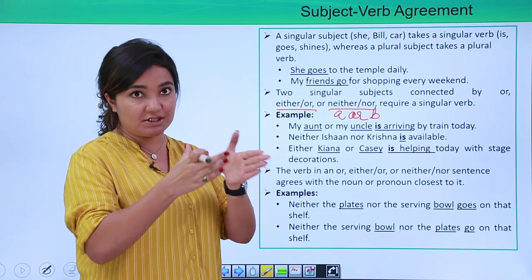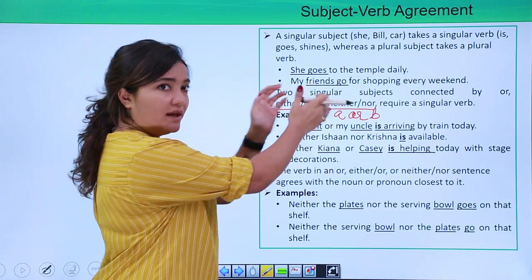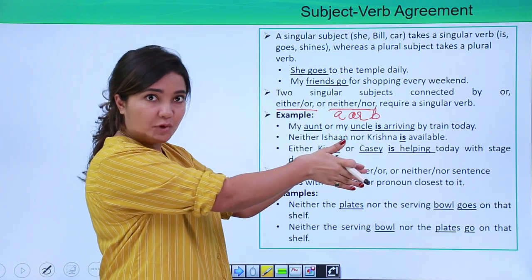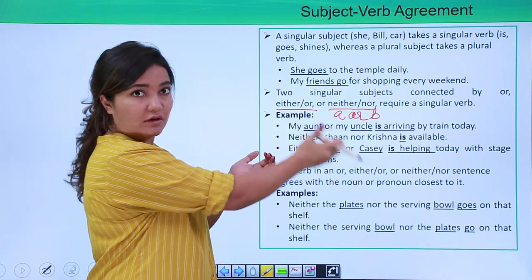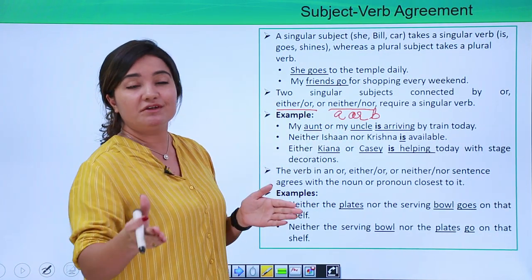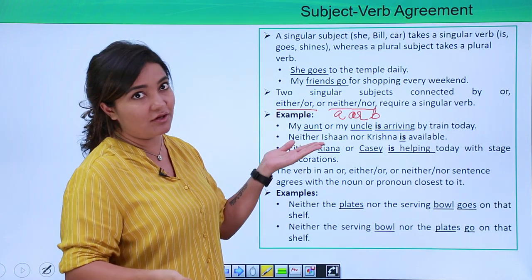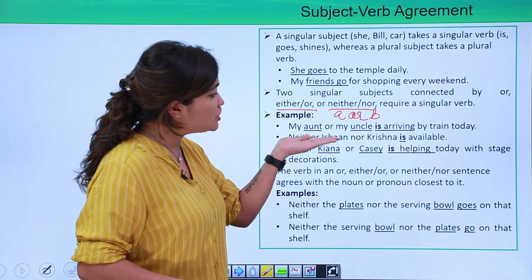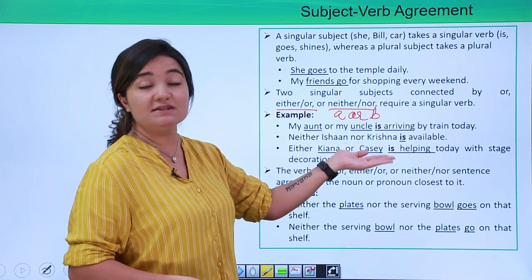There was no addition taking place. It was one and one, or one. So you just had to choose between the two of them, and because you had to choose, it didn't add up. It didn't get converted into something plural. It remained singular, right? Okay, neither Ishan nor Krishna is available.